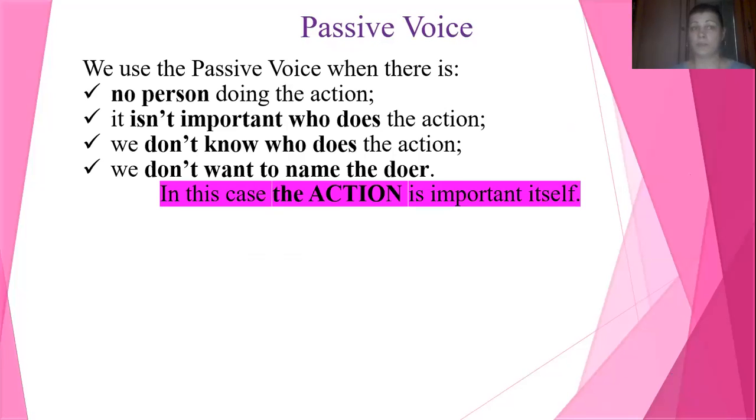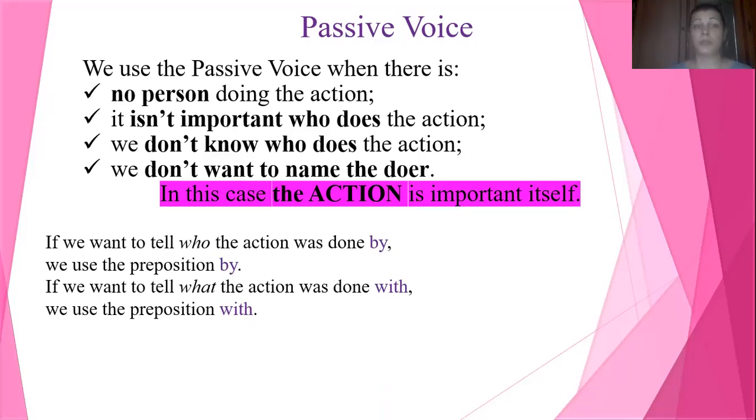When do we use it? We use the passive voice when there is no person doing the action. It isn't important who does the action. We don't know who does the action, or we don't want to name the doer. In this case, the action is important itself.